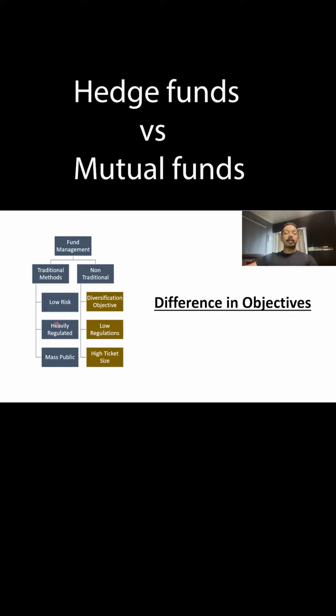These are heavily regulated on the mutual fund side, whereas there exists lower regulation and more freedom to do whatever you want to generate higher returns, right? Because, as we will see in the future slides, the objective of a traditional method in terms of return is very different from a non-traditional alternative asset class.